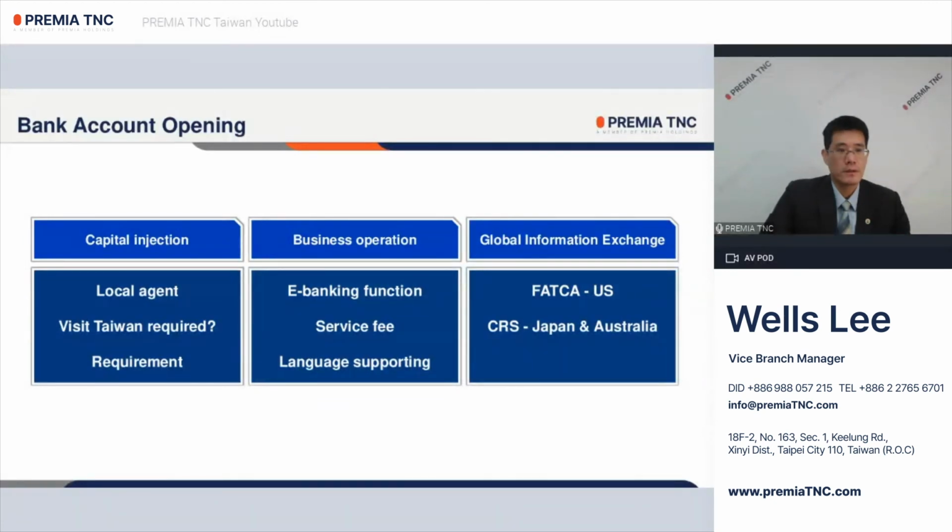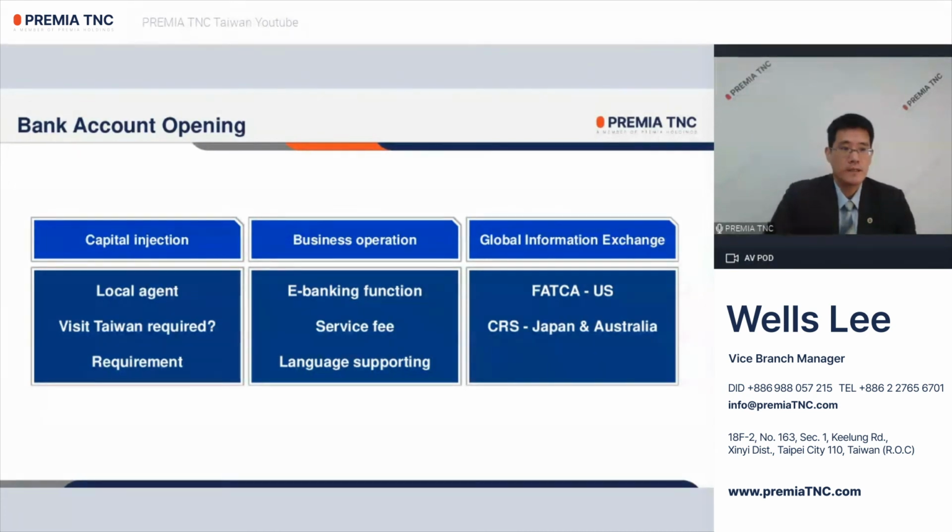The third part about the bank account is the global information exchange. Due to the international political issue, Taiwan currently has only signed the information exchange agreement with 3 countries: the United States, Japan, and Australia. Which means if you are from other countries, your Taiwan bank account transactions will not be automatically exchanged to your government.